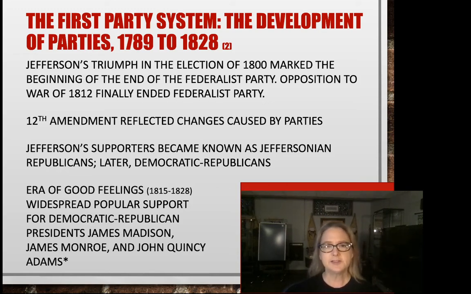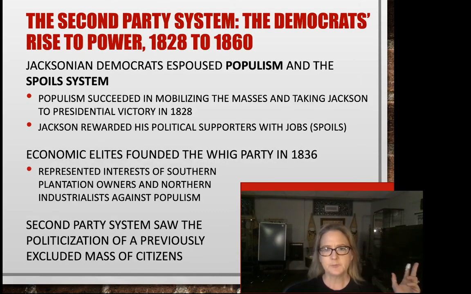So the first party system was Federalists against the Jeffersonian Republicans, later the Democratic Republicans, and it ends because the Federalist Party fades off and then the Democratic Republican Party splits. And they split into 2 parties. The Democratic Party, which was headed by Andrew Jackson, who was elected overwhelmingly in 1828. He was a populist, and he really played a different kind of campaign.